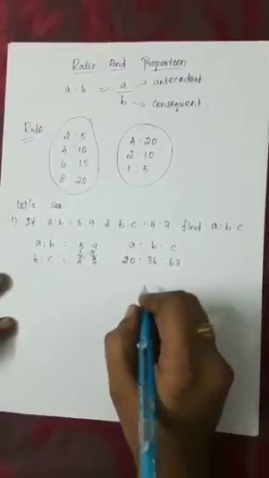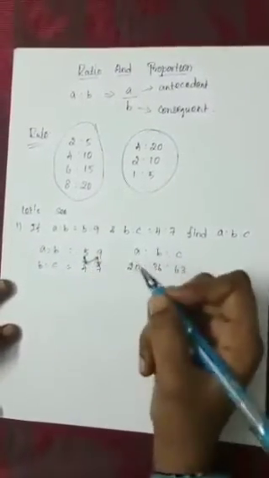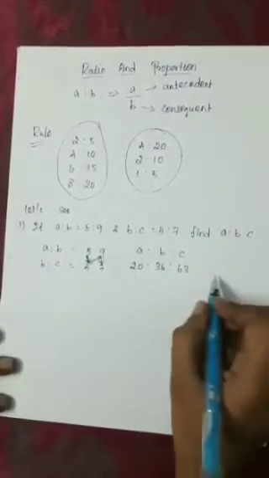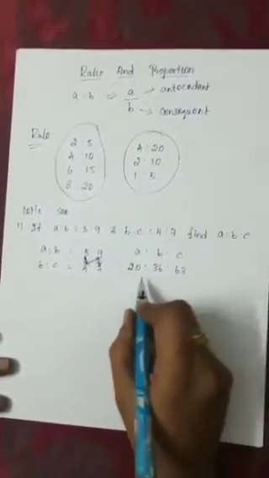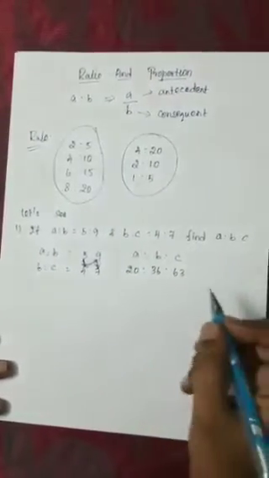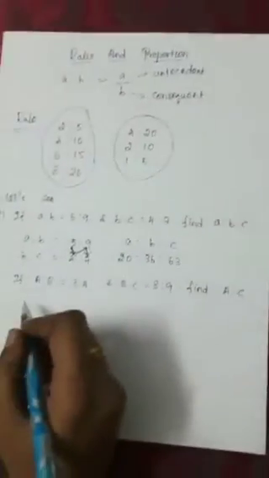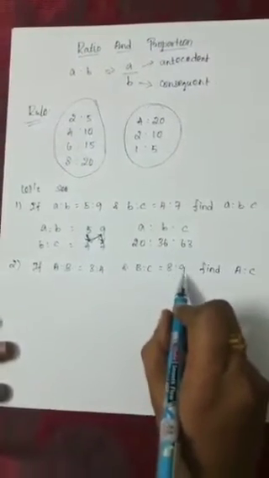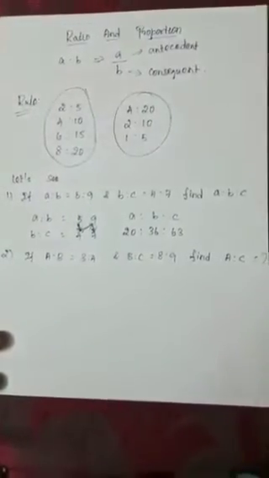So remember this inverted N to find the values of A, B, C. Here there is no common factor, so this is the final answer: 20:36:63. That's all. And the second problem: if A is to B is equal to 3:4 and B is to C is equal to 8:9, find A is to C. This problem is also solved by the same method.